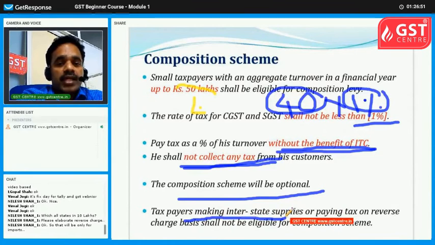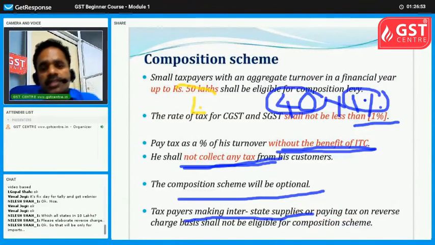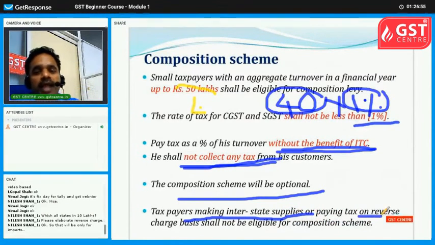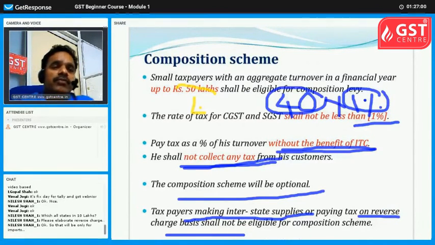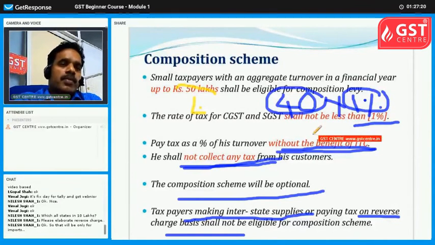And a taxpayer making any interstate supply or paying tax on a reverse charge basis shall not be eligible for the composition scheme. So it will be applicable only for persons who are doing intrastate business. If a person in Tamil Nadu is supplying to Maharashtra or Delhi or West Bengal, he cannot opt for the composition scheme even though his turnover is below 50 lakhs.